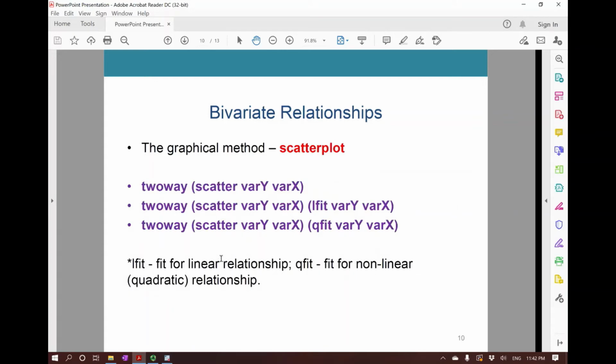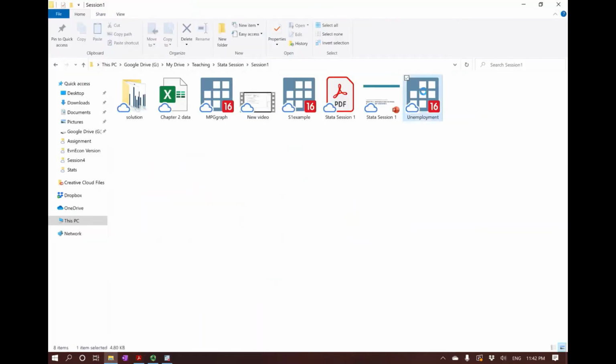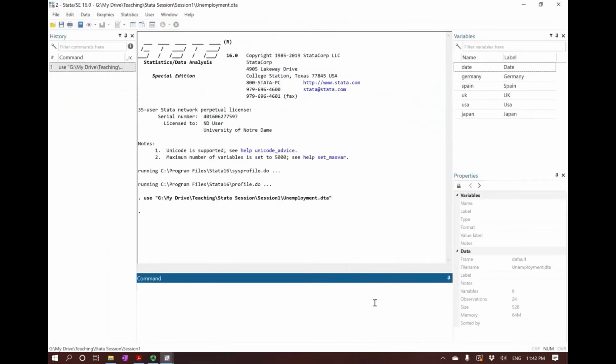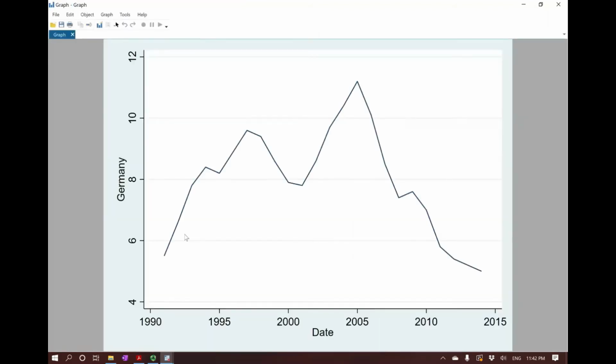Okay. So the command for creating a scatter plot is actually still the twoway command. Previously, if you recall, I did introduce a twoway plot called twoway line. If you go to the unemployment assignment, I previously asked you to create a twoway line plot on, for example, Germany and date. In this case, we have Germany's unemployment rate on the vertical axis, and date on the horizontal axis. Of course, we're not really examining the correlation between Germany and date. We just want to look at Germany's unemployment over time, but still this is a twoway line plot.